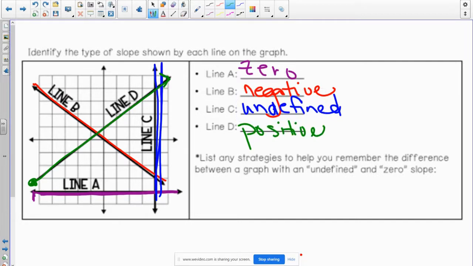Strategy to remember, some people really get confused on which one is your undefined slope and which one's your zero slope. I will teach you later mathematically why one's undefined and one's zero, but one way I remember is that since undefined starts with a U, the undefined slope is the slope that goes up and down, and up starts with U. So if that helps you, that's a strategy to help you understand it.